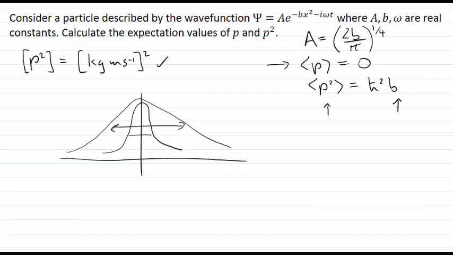It's going to have a much better defined position, and we know from our understanding of the uncertainty principle, for example, that as its uncertainty in position gets smaller and smaller, its uncertainty in momentum must get larger, and that's kind of reflected here in that this expectation value of p squared is going to get larger the narrower this distribution becomes.